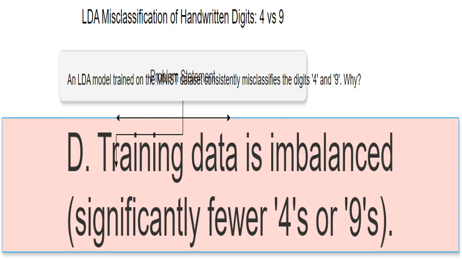Maybe there is a problem with the data itself. If I have many more examples of one digit than another, the model may be biased towards the majority class. However, I don't think this is the main reason why my model specifically gets 4 and 9 mixed up. This is less likely than the other options.